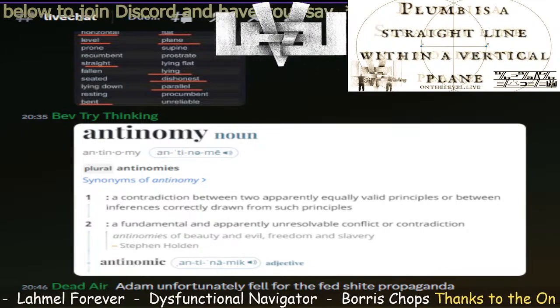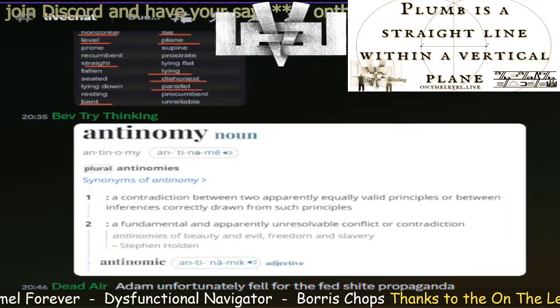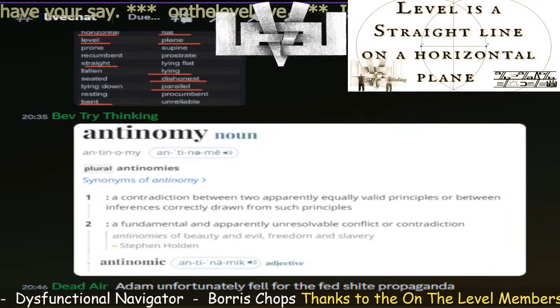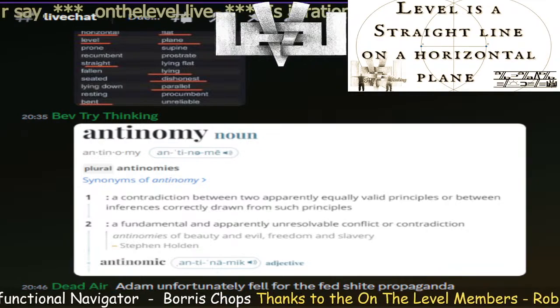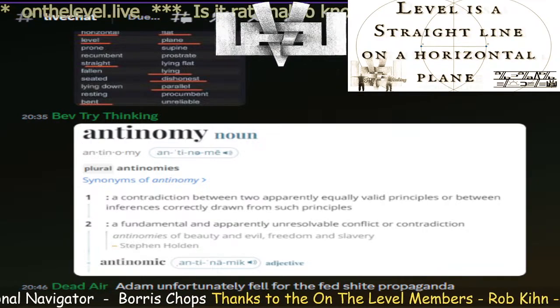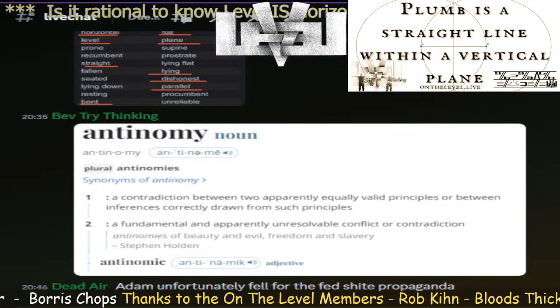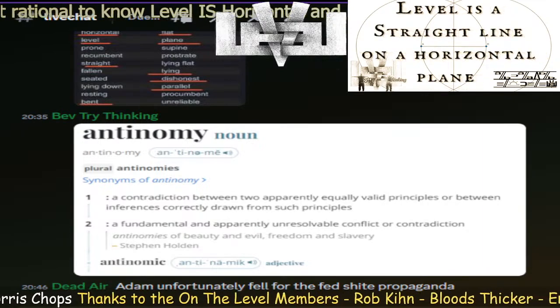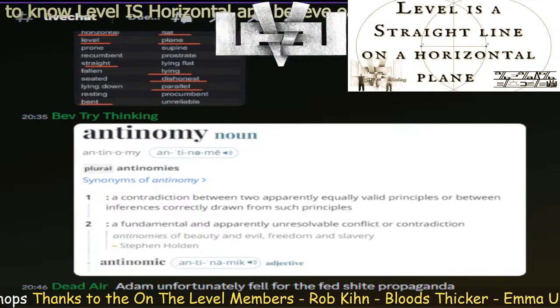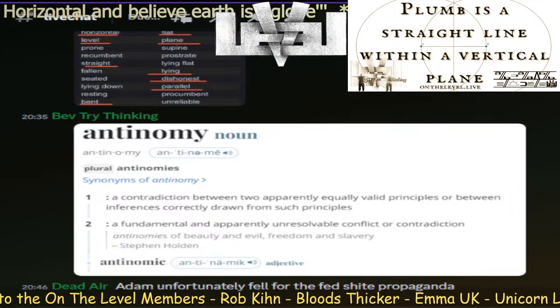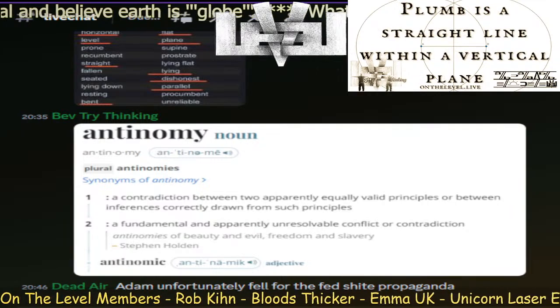Can I just address Adam? Adam, I'm not trying to change the term flat earther. You can call yourself whatever you want. Just pointing out the flaws in a synonym argument. You will end up in trouble. End up in an antinomy. That's not good in an argument.